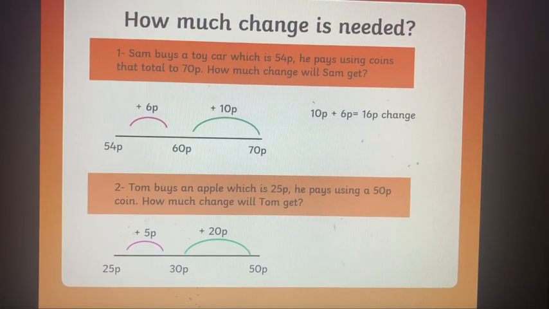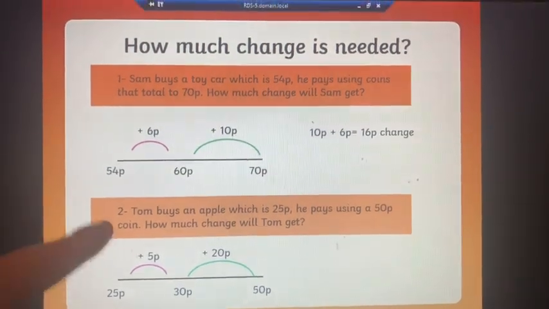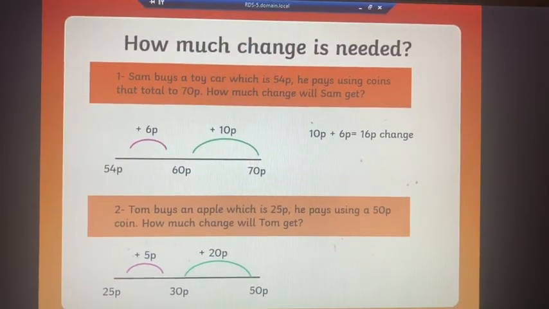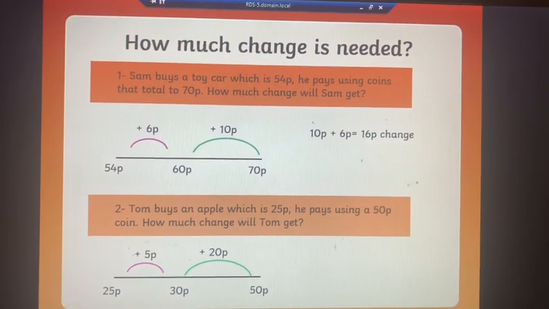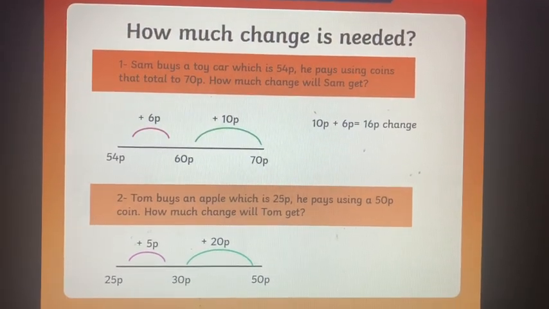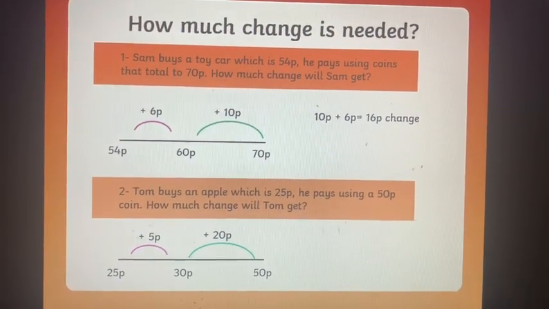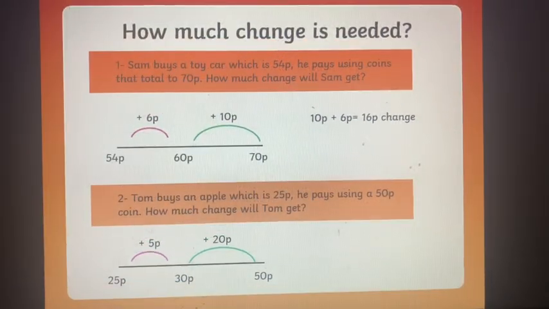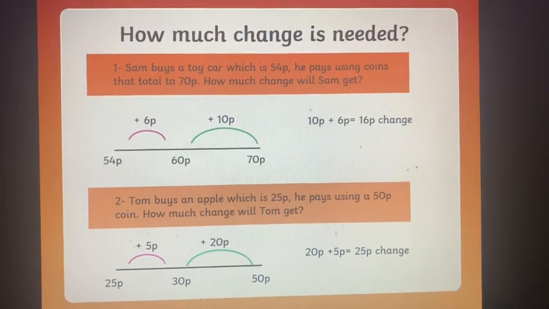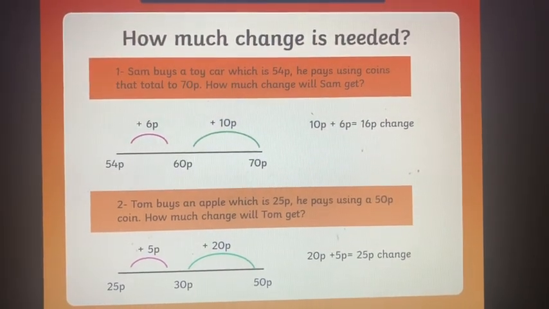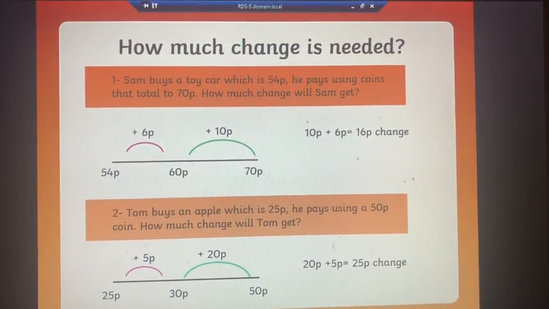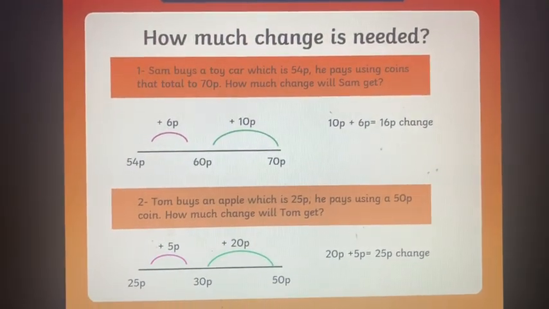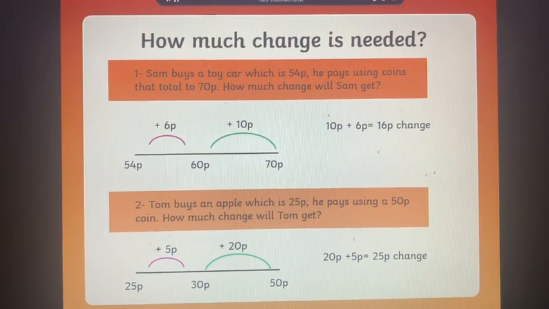And then the final step is to add these two numbers together. So we need to add 20p and 5p to find out how much change Tom will get. If you can do that, please, and write down your answer, and then I will show you the answer I've got on the screen. So what you should have done there is you should have added the 20p and the 5p together, and you should have got your answer, which was 25p. So Tom got 25p change when he paid for the apple using a 50p coin.